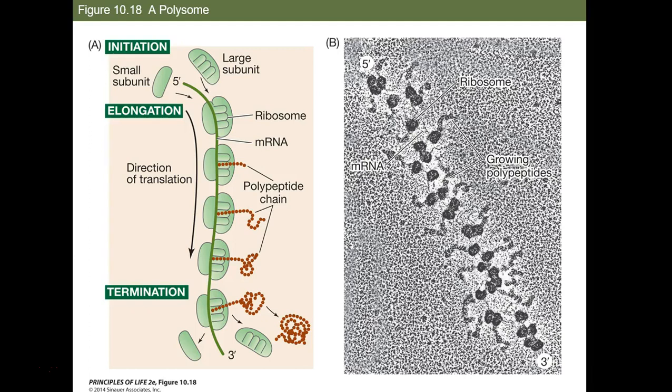Here, figure 10.18 is showing multiple ribosomes producing polypeptides. You can see that researchers took an electron micrograph of this as well. In it, you can see the dark circles, which represent the ribosomes translating messenger RNA and producing polypeptide chains coming off of them.